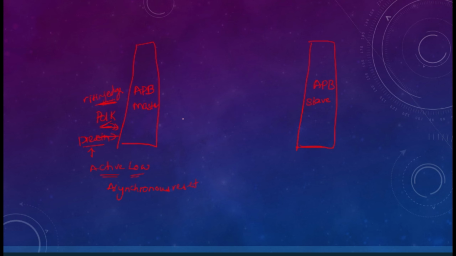Now coming to the signals one by one. The first signal is PSEL. In any protocol, this is indicated as PSELx, PSELn, or PSEL itself. What is the meaning of this x or n, or just PSEL? Here I'm using only one master and one slave. Since I'm opting for only one slave, I'll just go for PSEL itself.